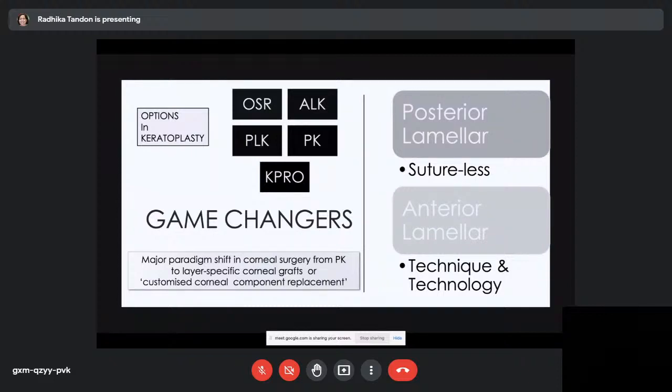We do know that there are several options in keratoplasty, and there have been several recent advances which have made a significant change and improvement in the way we handle the patient and the outcomes that we can offer. So there has been a major paradigm shift in corneal surgery from penetrating keratoplasty to layer-specific corneal grafts, or what we call customized corneal component replacement. The other advances worth noting are sutureless procedures, which are posterior lamellar, and anterior lamellar procedures can also sometimes be sutureless or glue-assisted. In terms of anterior lamellar keratoplasty, there have been significant improvements in both the techniques and technologies over the last decade.